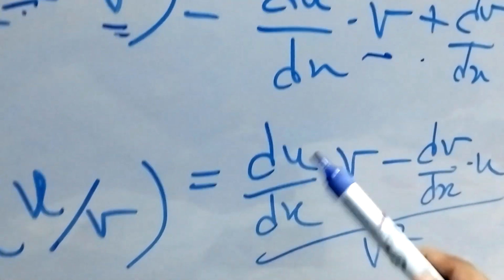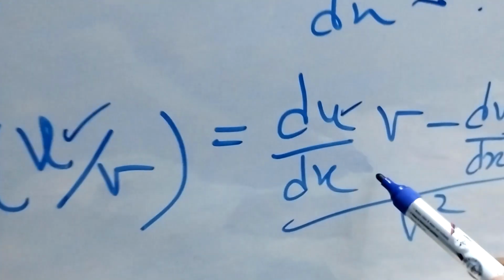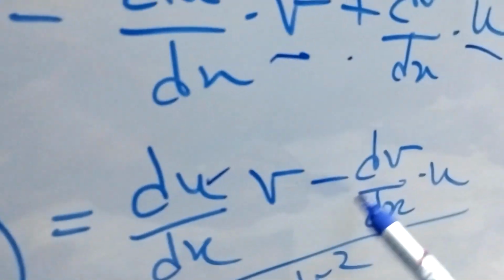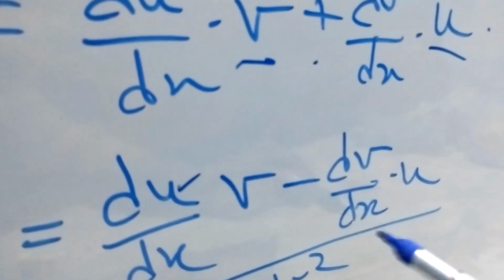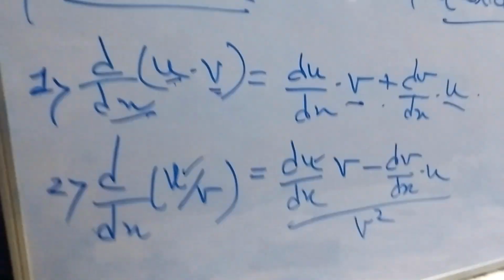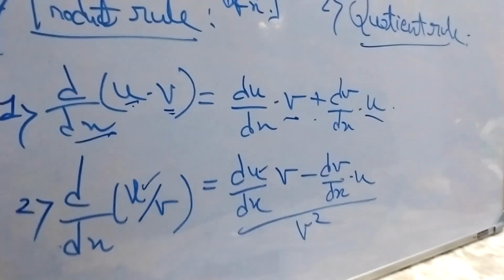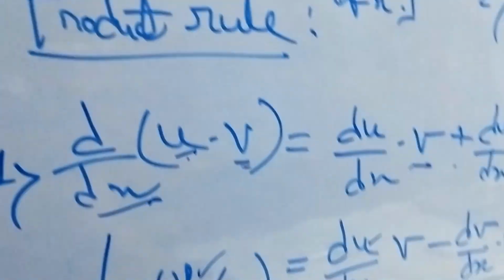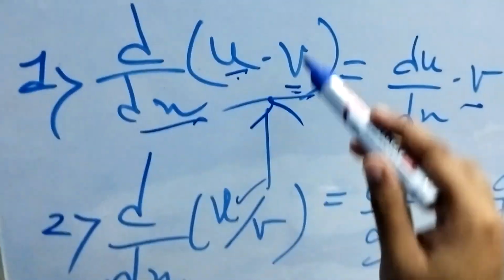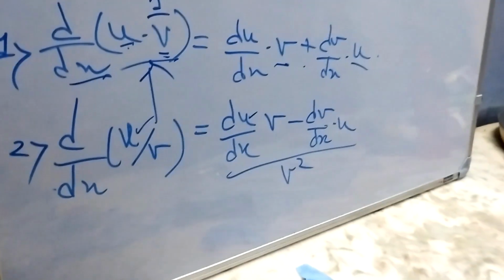We get the differentiation of the numerator u with respect to x, multiplied with the denominator, minus the differentiation of the denominator with respect to x, multiplied with the numerator, the whole divided by the denominator square. This is the format known as the quotient rule. You can also derive it with the help of the product rule. Actually, this is a very special case of the product rule, where the inverse of it is multiplied by it.